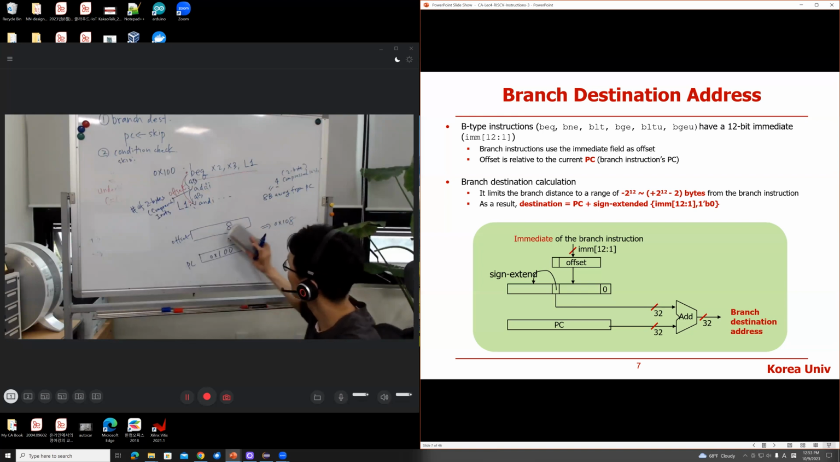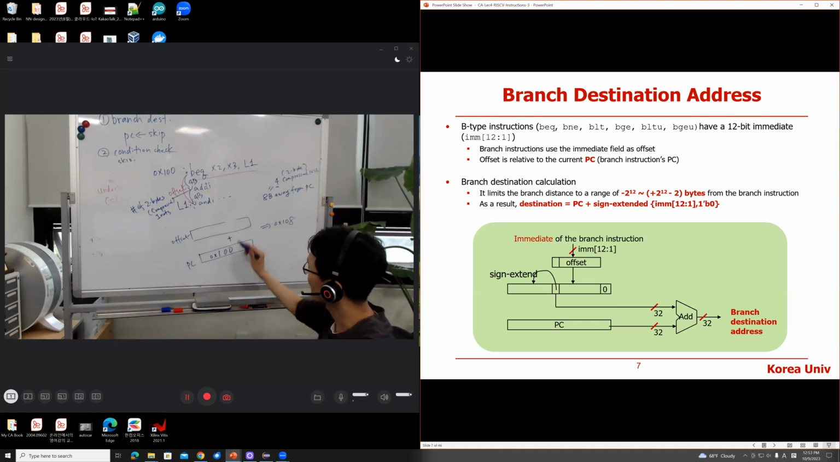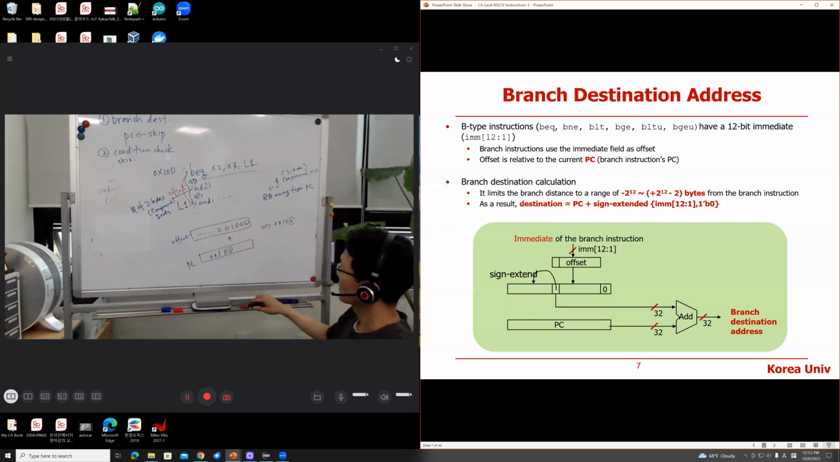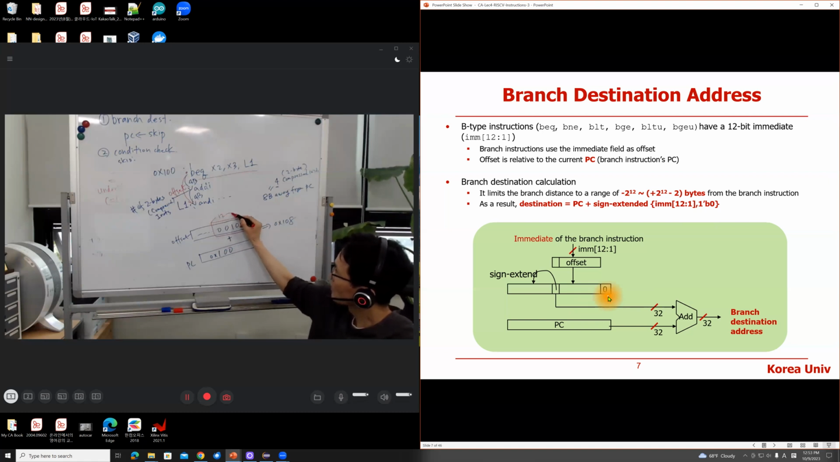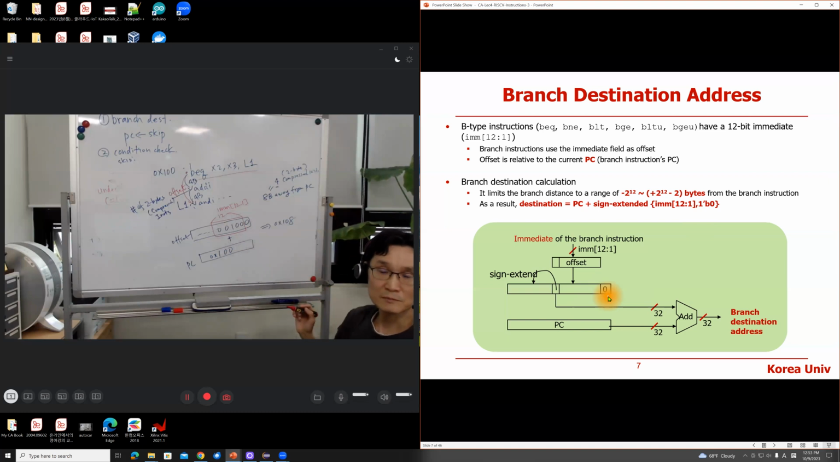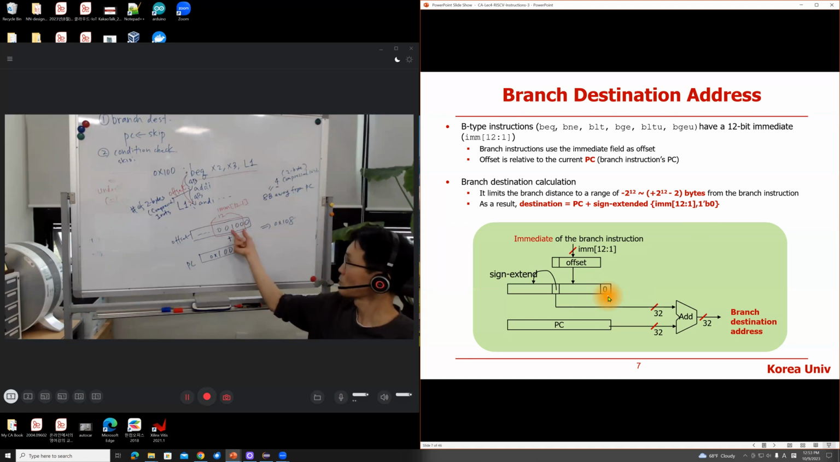What is 8 in binary? 1, then 3 zeros, and everything else is 0. And according to this, the 0 is appended by hardware. So the information you have to encode is this 12-bit. This one is encoded in the immediate 12 to 1.